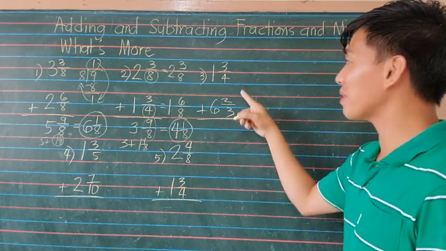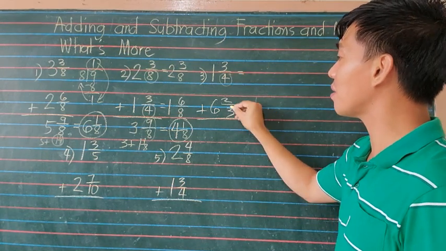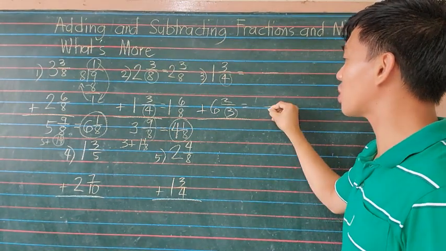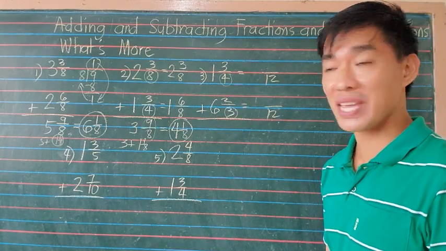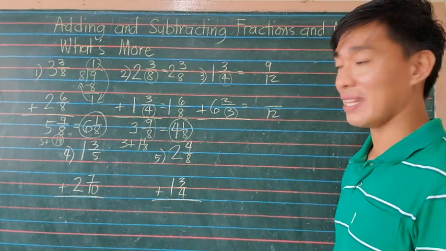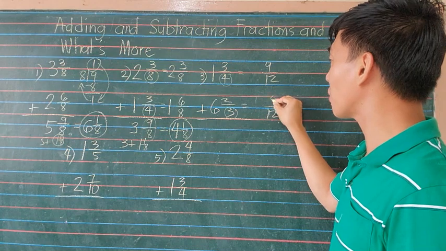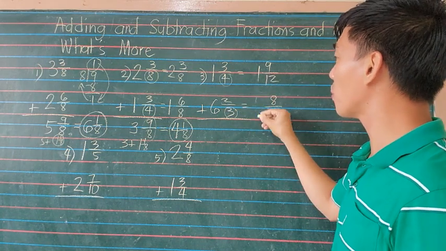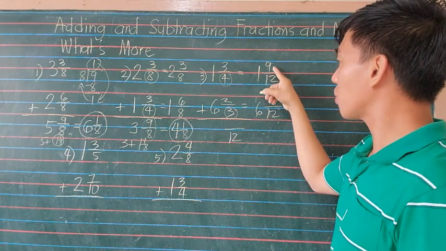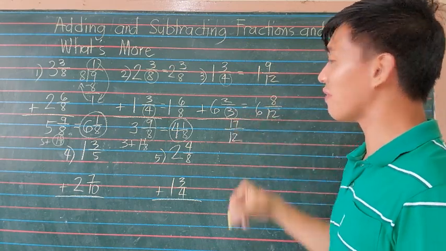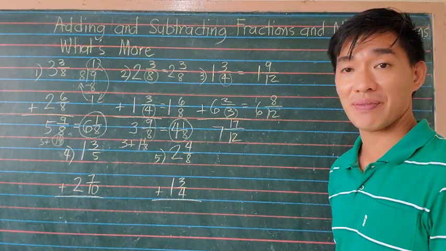Let's proceed to item number 3. Because they don't have the same denominator here, we will look for the LCD, which is 12. 12 divided by 4, that is equal to 3, times 3, that is equal to 9. 12 divided by 3, that is equal to 4, times 2, that is equal to 8. Then copy the whole number 1 and 6. So their common denominator now is 12. So 8 plus 9 is equal to 17. Now add the whole numbers 1 and 6, which is equal to 7.